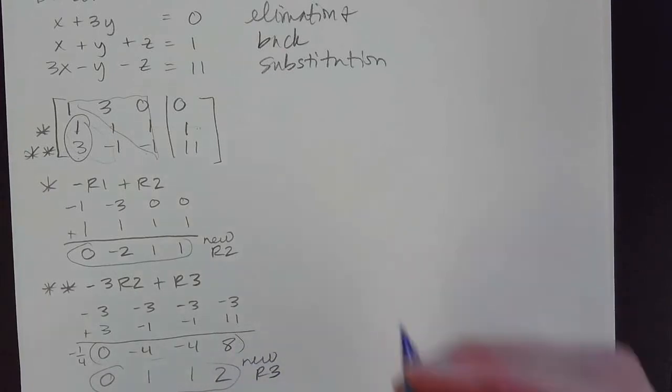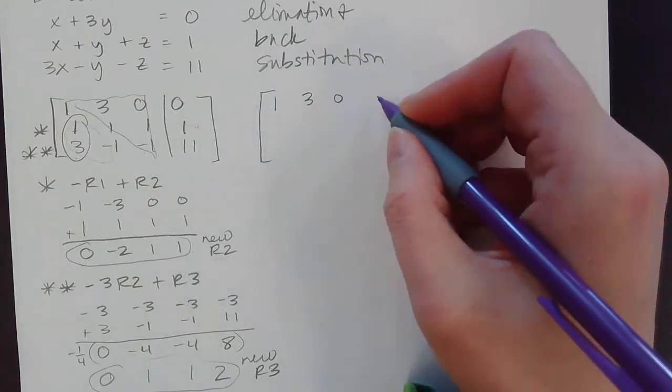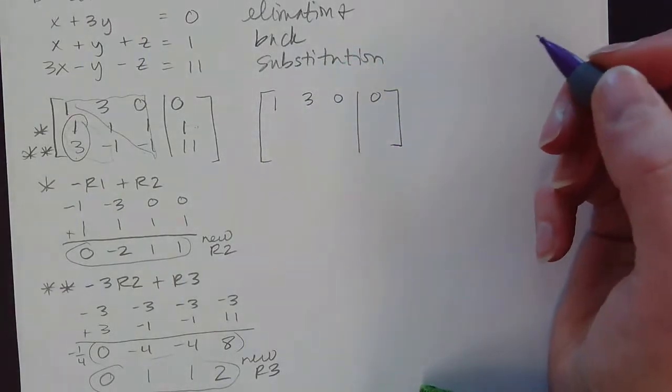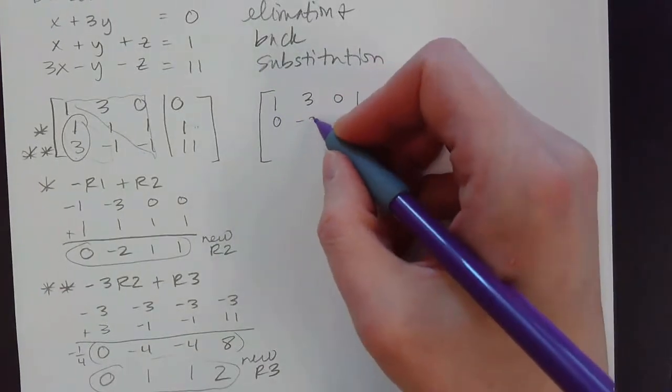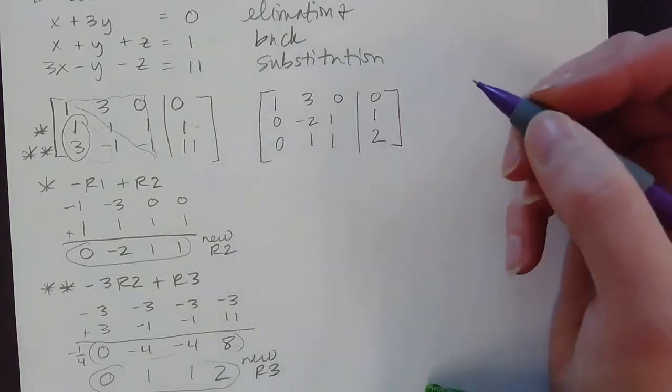And so I am going to rewrite what I've got. So my row 1 did not change. My row 2 is the 0, negative 2, 1, 1. And my row 3 is 0, 1, 1, 2.